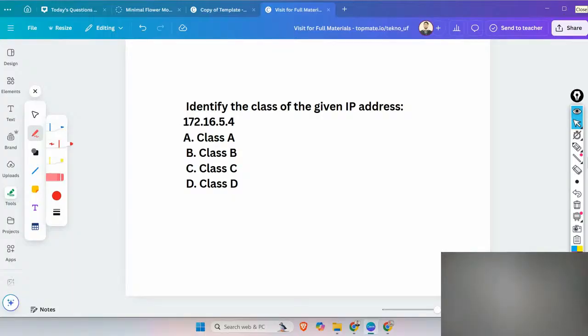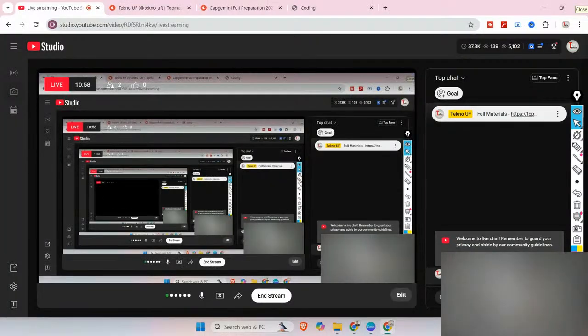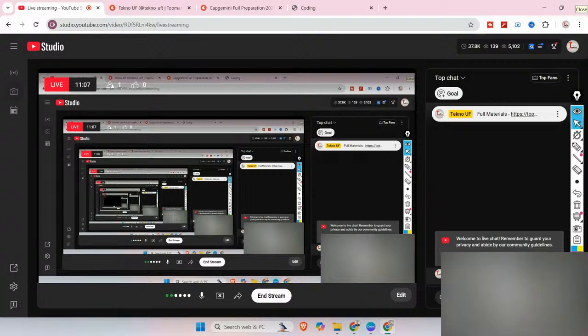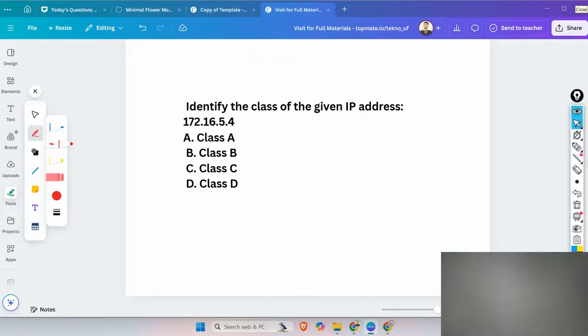Identify the class of the given IP address. I have already solved, so please give the answer. I'm waiting for 10 seconds. If you can, then please give the answer, guys. This is the IP address. Just watch the first octet, 172, in which class it's belonging.